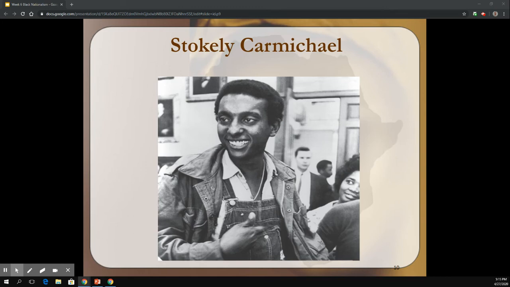He moved SNCC towards a stronger embrace of Black nationalism. Stokely Carmichael popularized the slogan, Black Power. It became SNCC's rallying cry. Carmichael believed that African Americans should have their own political party. Therefore, he created the Lowndes County Freedom Organization. The Black Panther was the party's logo.